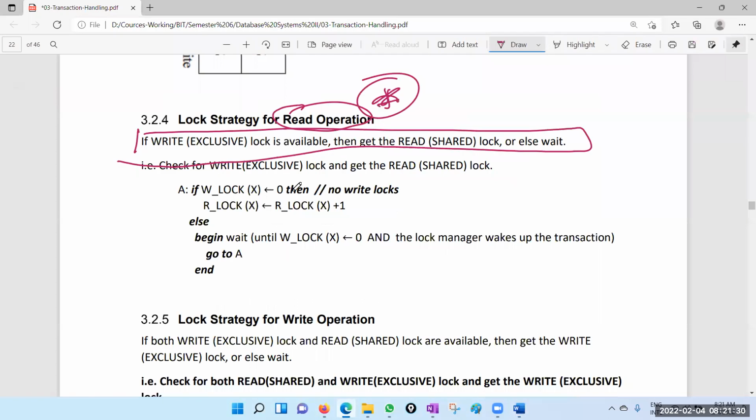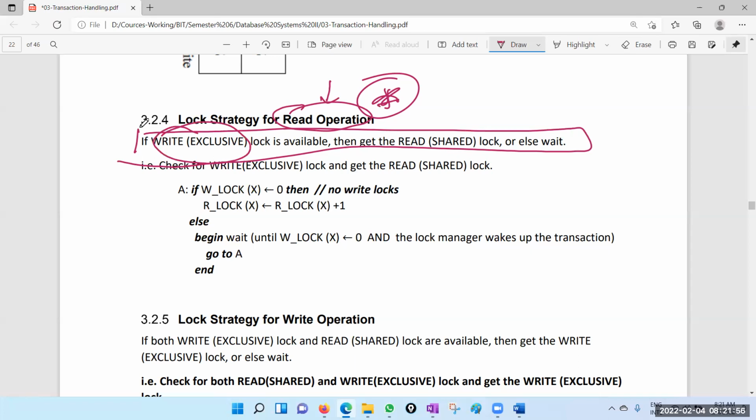Okay, right. Now this is how we are going to get the read lock, or read operation. When you go for the read operation, you check whether the write, or exclusive, lock is available, because the write lock is exclusive and the read lock is shared. You don't check whether the read lock is available. You check whether the write lock is available.